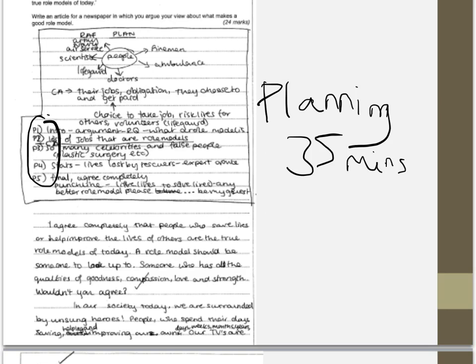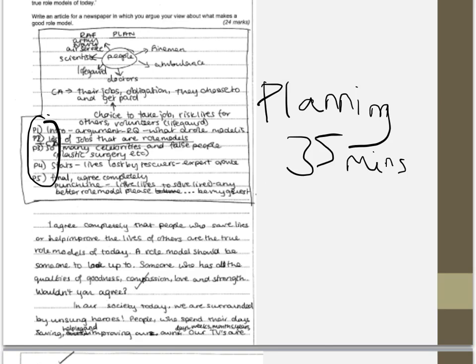Okay, so let's have a look and see how they've tackled this response, which once more I think I had a bit of a technical issue there, so if there was a break there, apologies. But it's a student who's writing an article for a newspaper with a focus of people that save lives or help improve the lives of others are the true role models of today. As I say, might have had a bit of a technical issue just then.